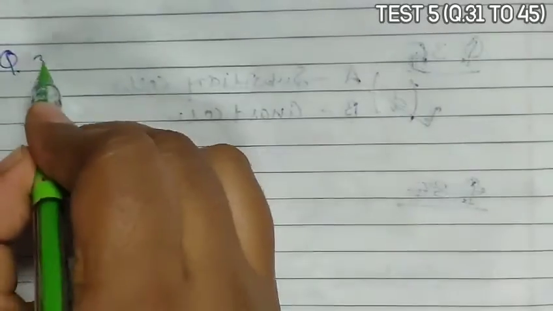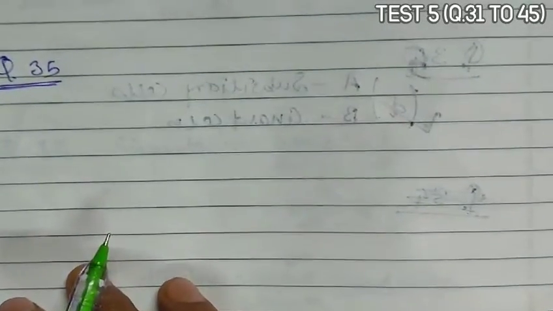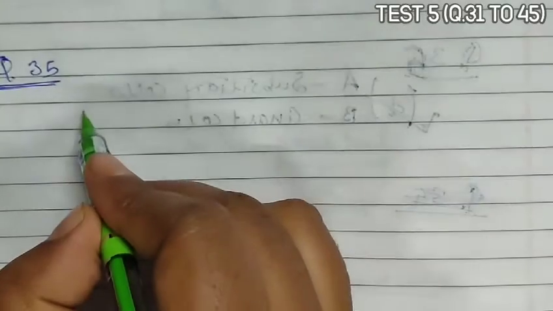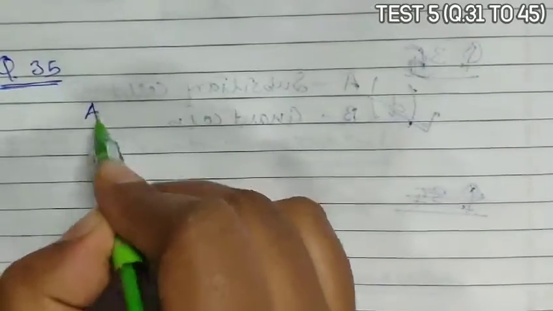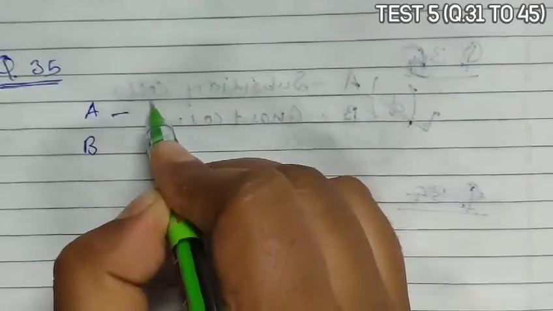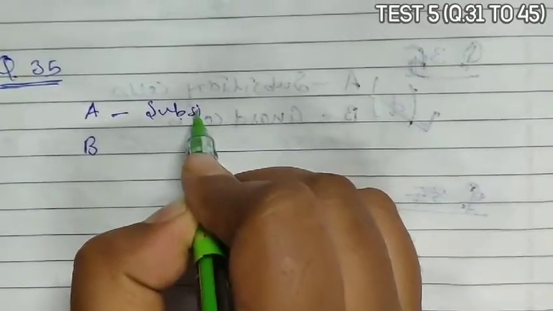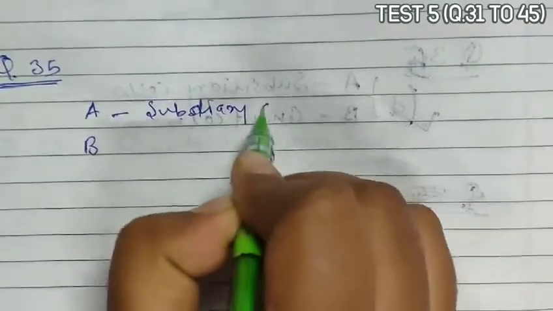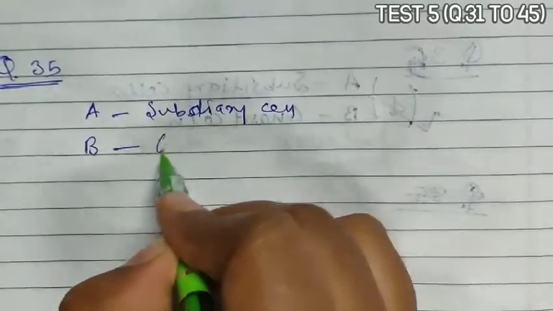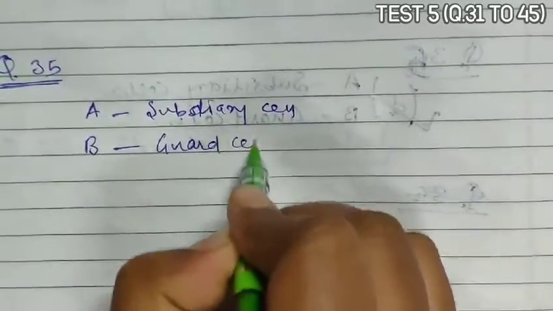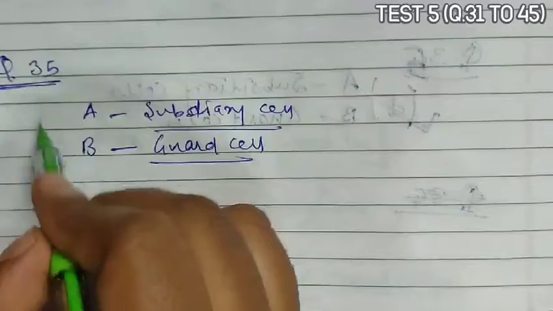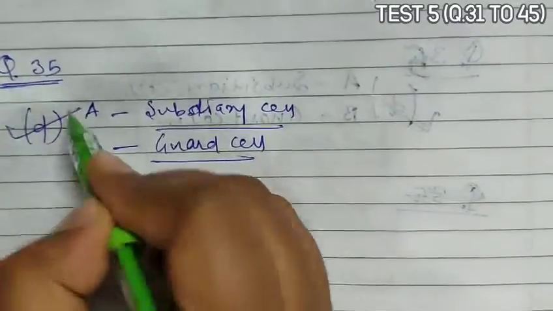Next is question 35. Question 35 is a diagram based question, and here the stomatal apparatus of dicot and monocot stomata is described. Now we have to select the correct labeling for A and B. The correct labeling is A is a subsidiary cell and B is a guard cell. So option D becomes the correct answer for question number 35.